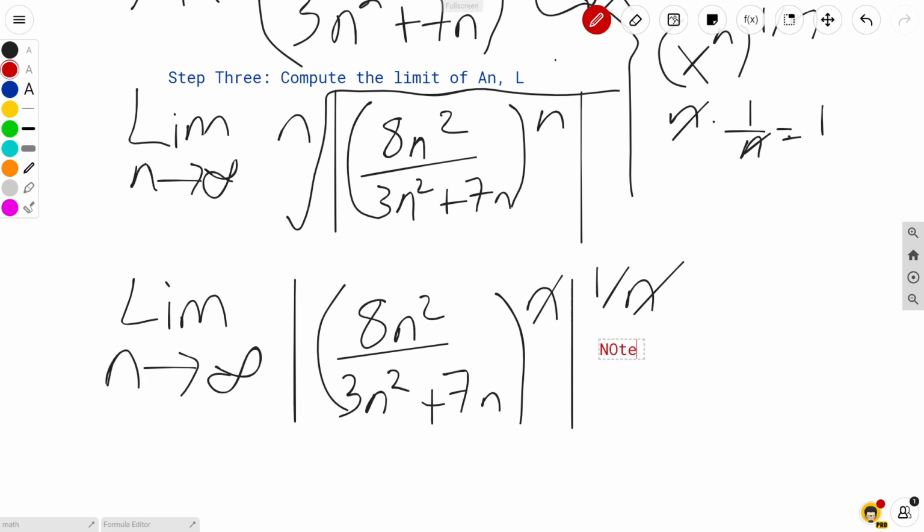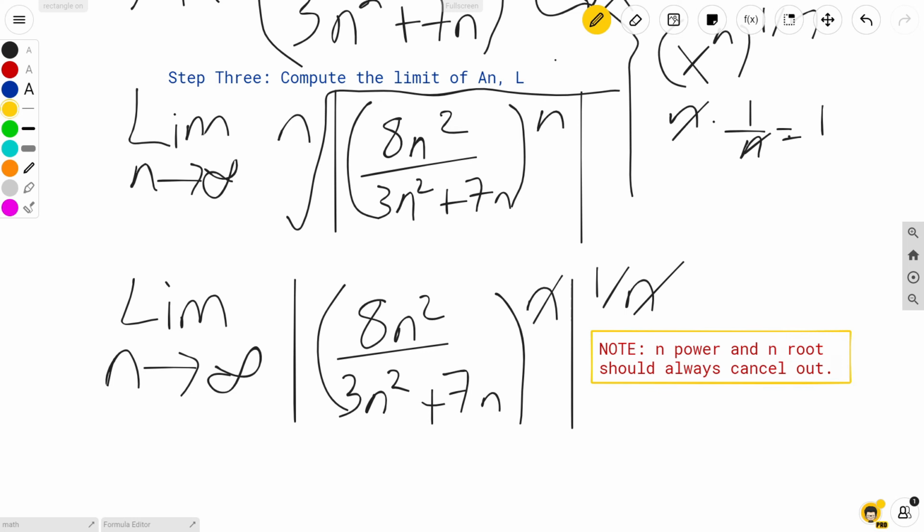So note x with the n power n root should always cancel out. If they don't cancel out, that means there's something wrong with what you did. So they should always cancel out.